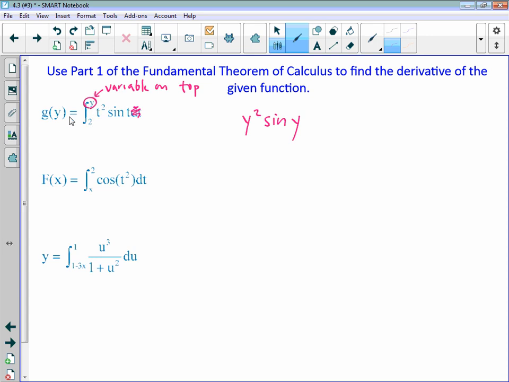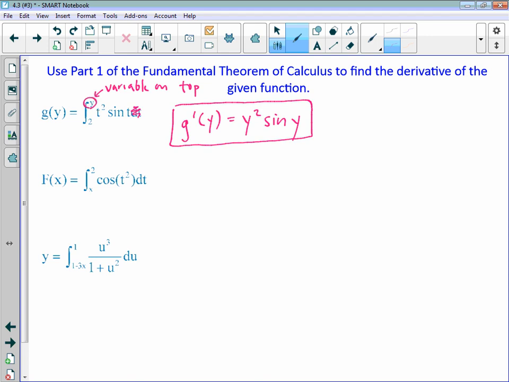Okay, so it does not matter that that number changes from 2 to 1. That doesn't matter. And that's equivalent to what? G of y or what? The derivative. So g prime of y equals this. And isn't that all it was asking for, was the derivative? Okay, so that's your answer there.